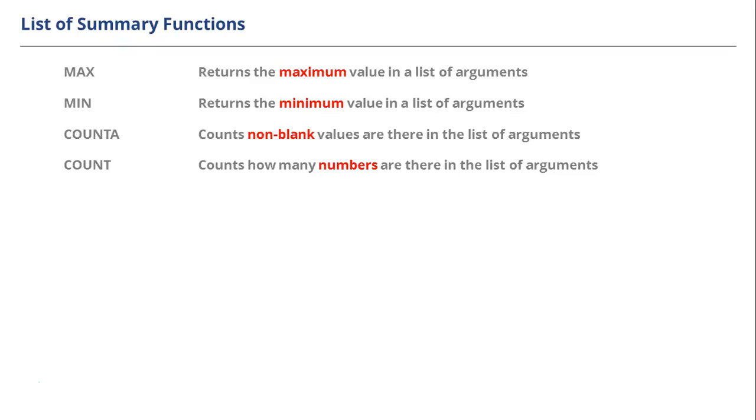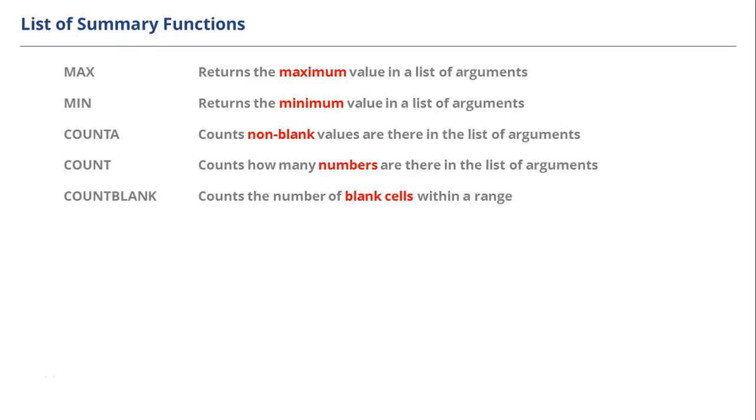Next is the count function. The only difference between count A and count is that the count A function counts the number of non-blank cells. So it counts cells that contain any value such as text, numbers, true, false, etc. On the other hand, the count function only counts the number of cells that contain a number. So cells that contain a text are not counted.